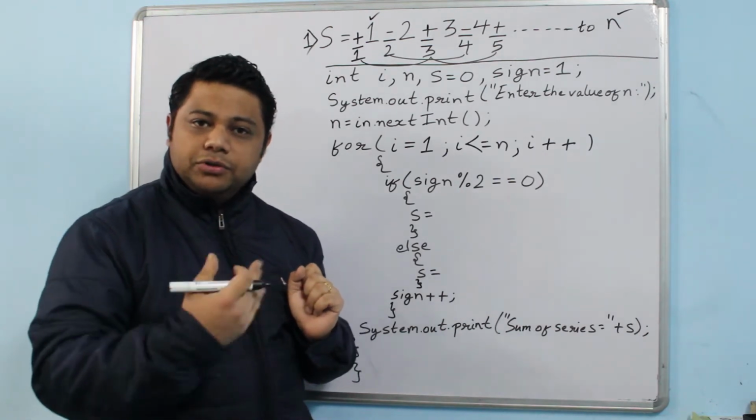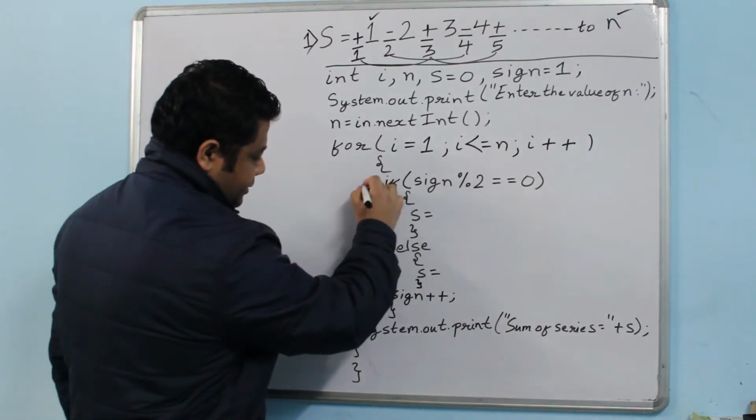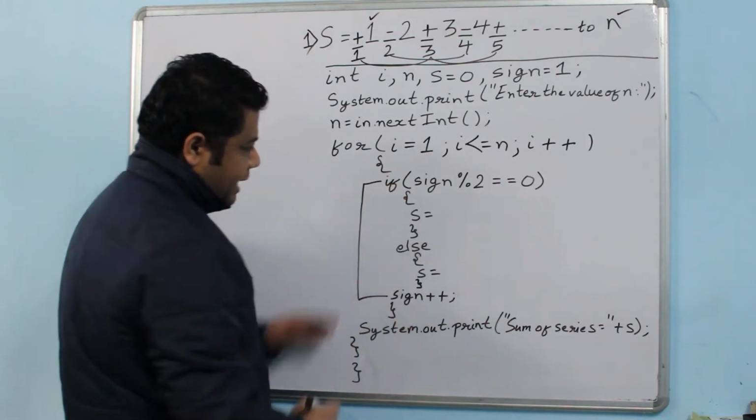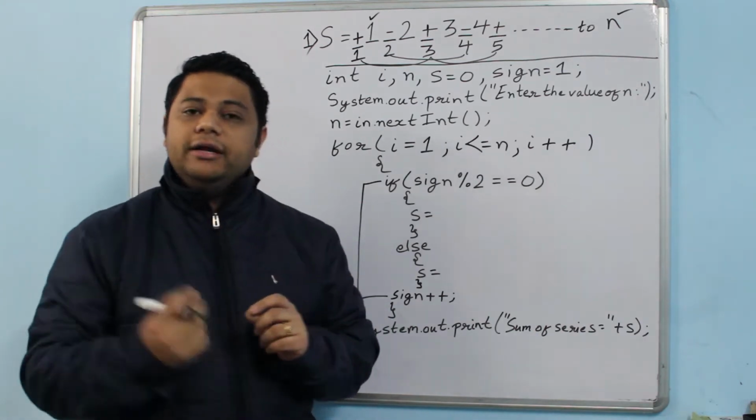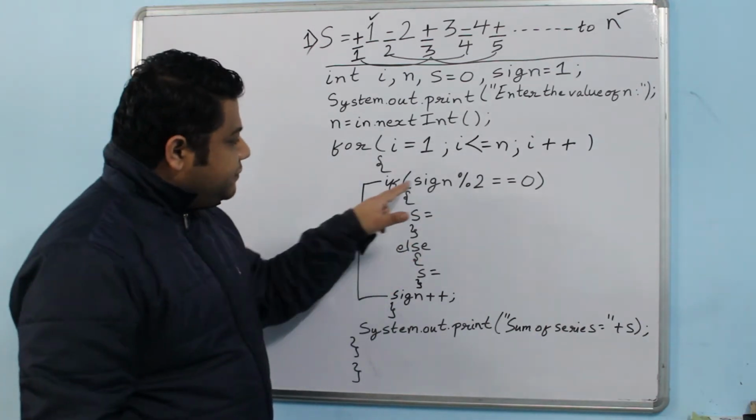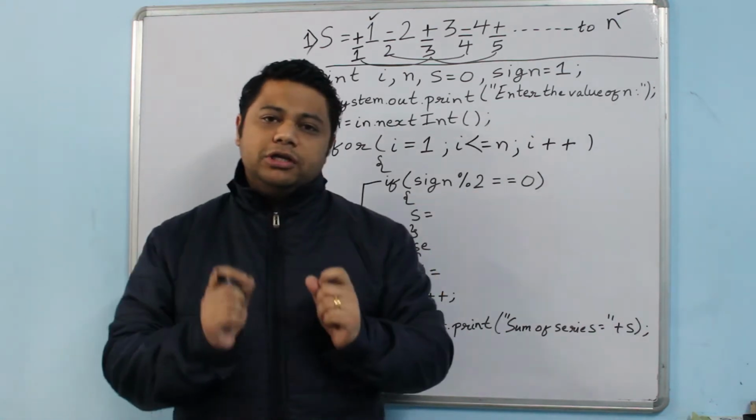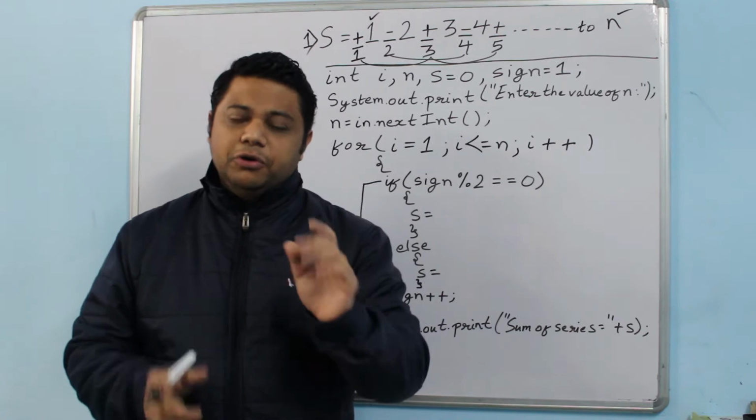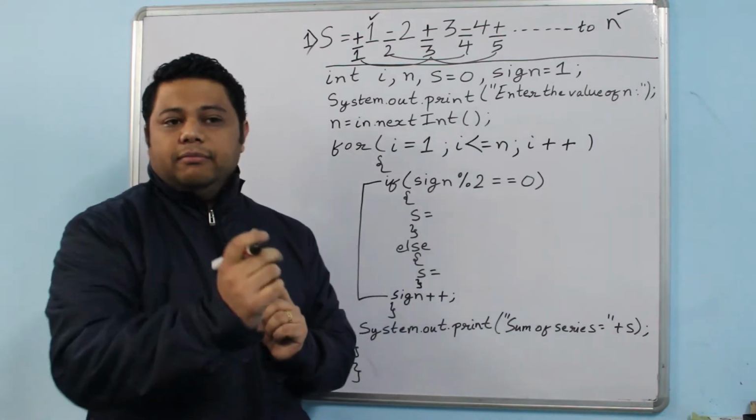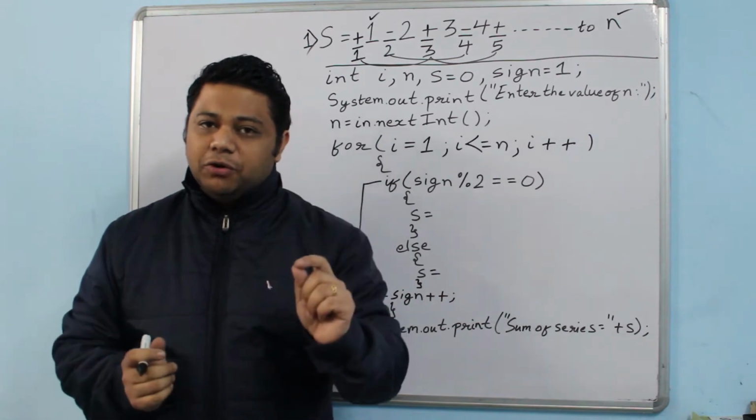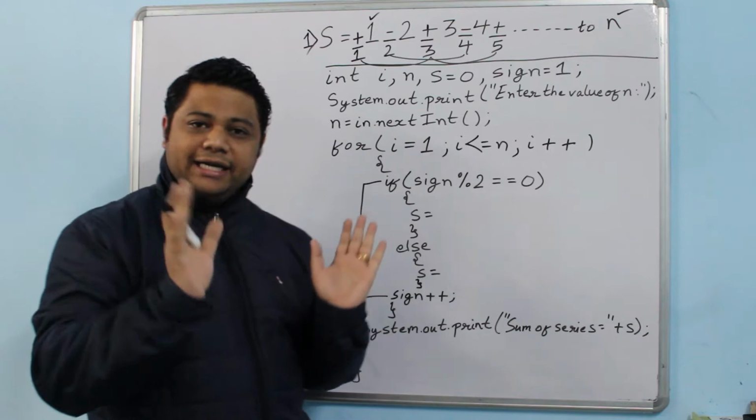Then it will be 2, 3 and so on. Now inside the loop, this part of the program is done just to understand whether it will be plus or minus. If sign modulus 2 equals 0. So whenever a number modulus 2 gives you a remainder 0, that means that number is even. And whenever you modulus 2 and you don't get 0, you get 1, that means the number is odd. So we are going to use that logic over here.